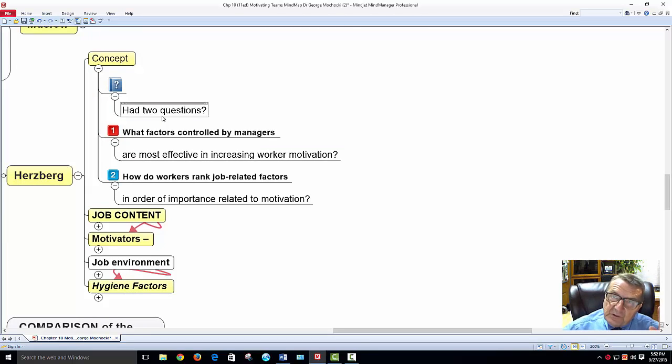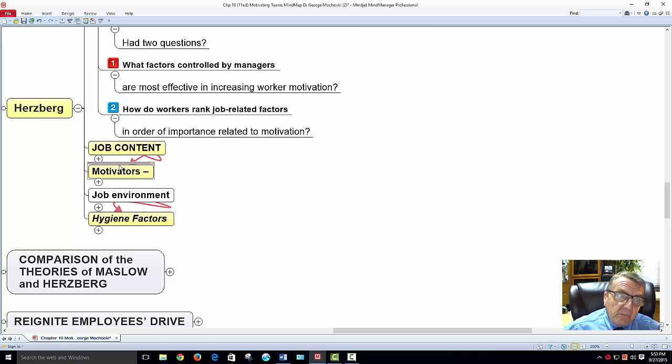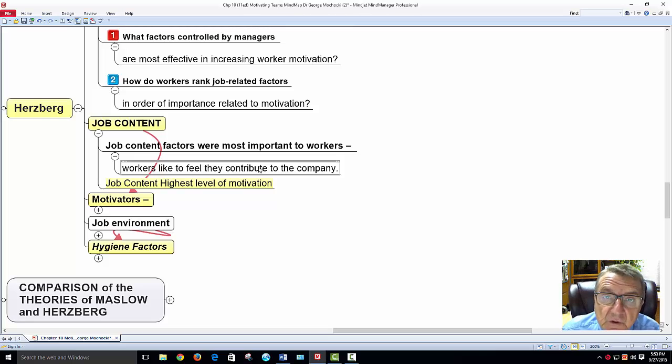What's the concept? Herzberg had two questions. What factors controlled by management are most effective in increasing workers' motivation? And how do workers rank job-related factors in order of importance related to motivation? So those are the two questions. And his whole theory, he came up with job content. Content factors were most important to the workers, the job itself. Workers like to feel they contribute to the company. I have an input. I did something. I built something. I'm doing something, like with my grandson or my son when they were coming up. They want to help. They want to contribute, be part of it.